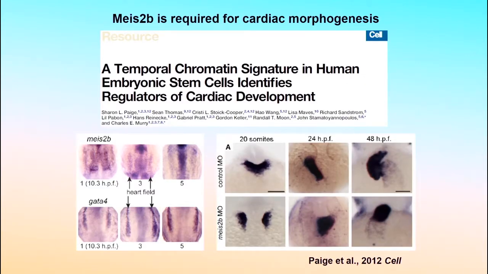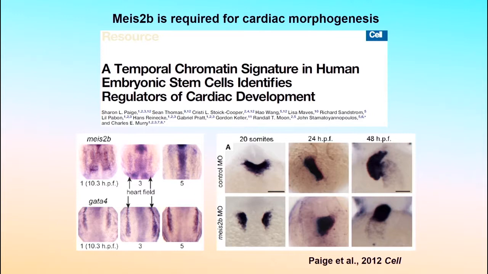And furthermore, more evidence for a role for Meis in heart development came a few years ago in collaboration with Chuck Murry's lab and working with Christy Stoick-Cooper when she was in Randy Moon's lab. And we showed that in zebrafish, Meis2b is expressed together with an important cardiac factor, Gata4, in very early myocardial precursor cells in zebrafish embryos. And if we used morpholinos to knock out Meis2b, we could see defects in myocardial morphogenesis and defects in the formation of the heart tube in zebrafish. But this was before CRISPR.